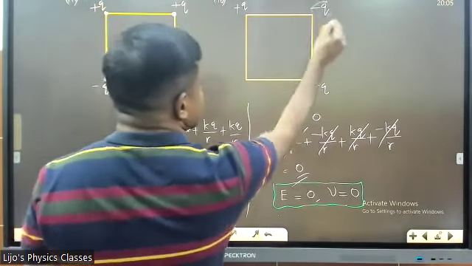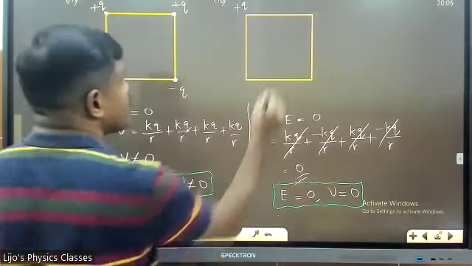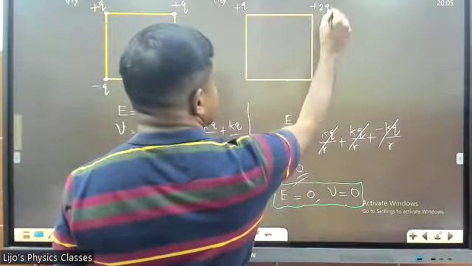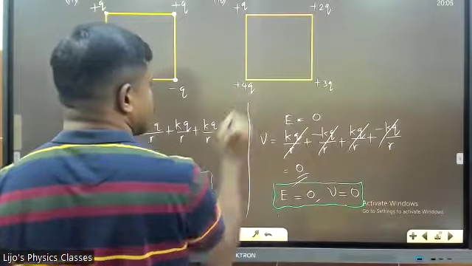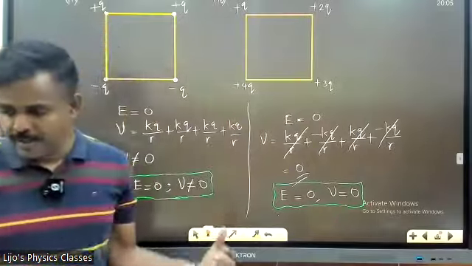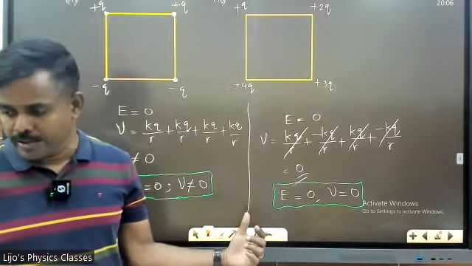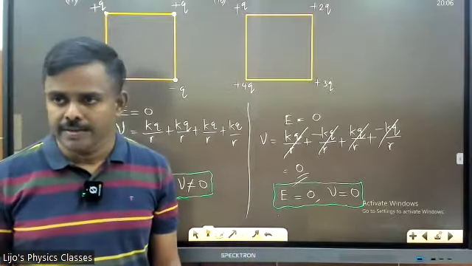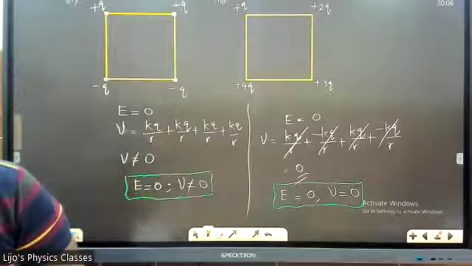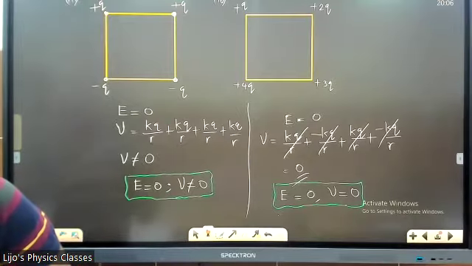I'll give you all the values. Here it is plus 2q. Here it is plus 3q. Here it is plus 4q. So we have done two cases, E is equal to 0, V naught equal to 0. And then E is equal to 0, V is equal to 0. Got it? Okay. We'll take a short break and come back.